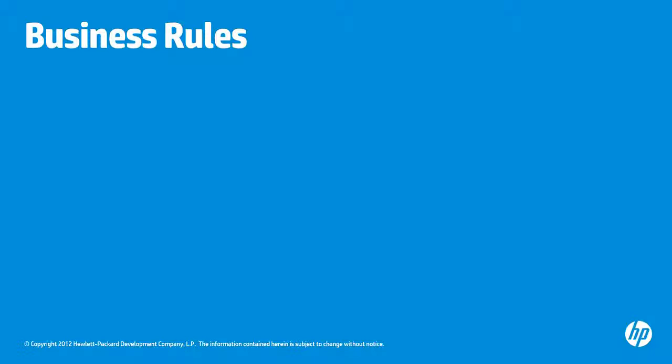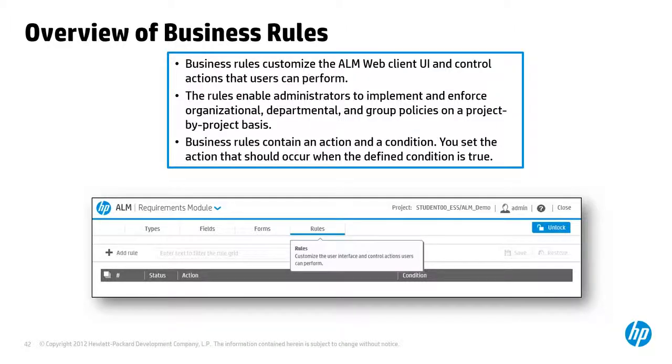So let's move on to the next part of this customization phase. It's called business rules. Business rules allow you to customize and control actions that users can perform. In the desktop client and traditional ALM world, we call that workflow. A clear distinction I want to make is that workflow and business rules do not have one-to-one functionality. ALM desktop client, traditional client workflow is much more robust than this business rule capability.